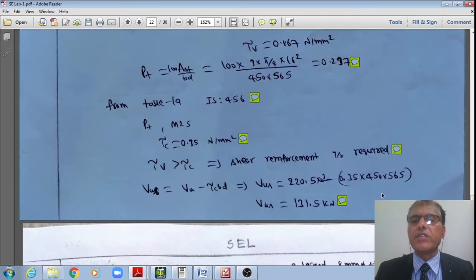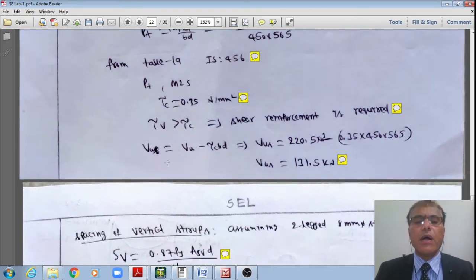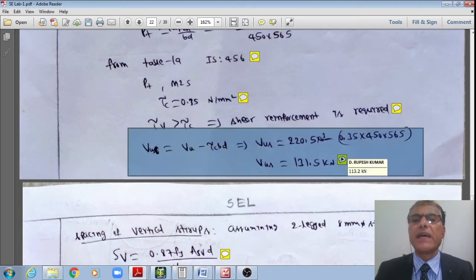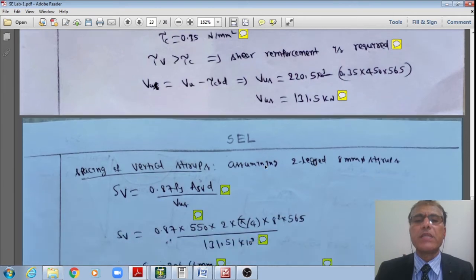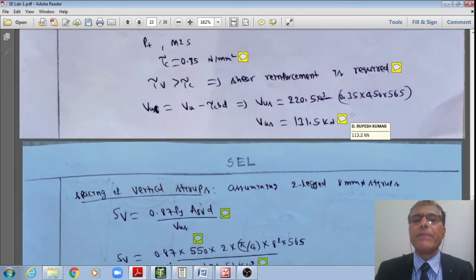Right, now once I initiate from that same clause, I need to have the shear taken by the stirrups, given by Vu, the factored shear force, minus the shear resistance by the concrete, tau c bd, right? Now upon substitution, I'll get this result as 113.2, not 131, student, there is an error, right? It should be 113.2 kilonewton. Kilonewton is the shear resisted by the stirrups.